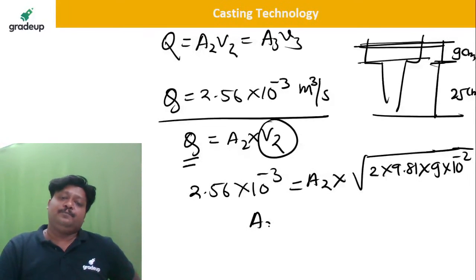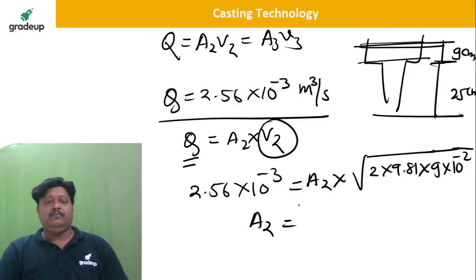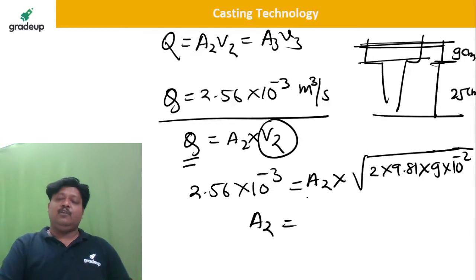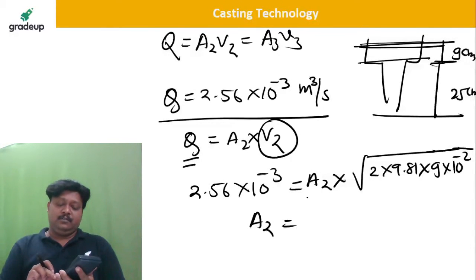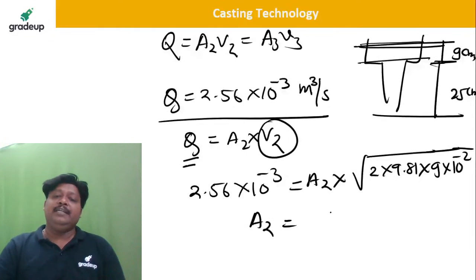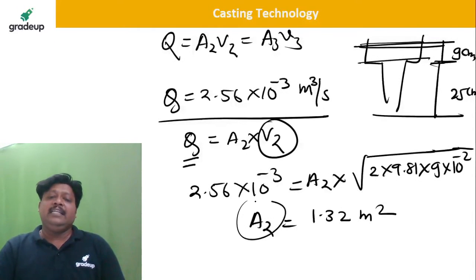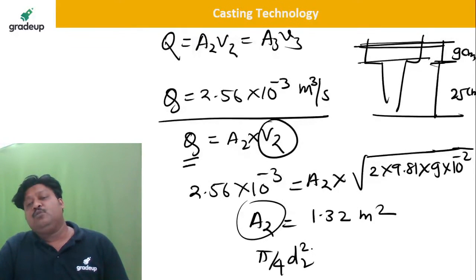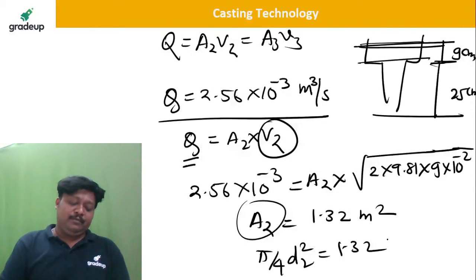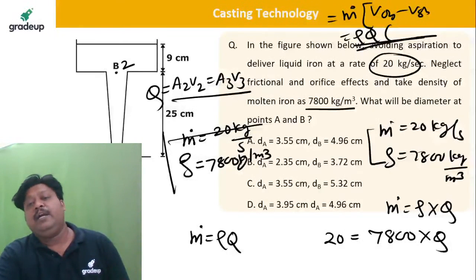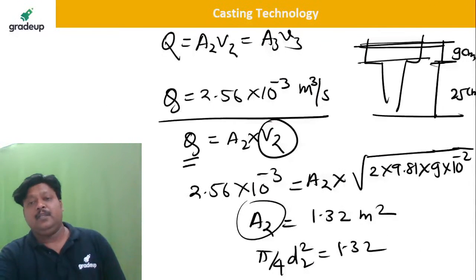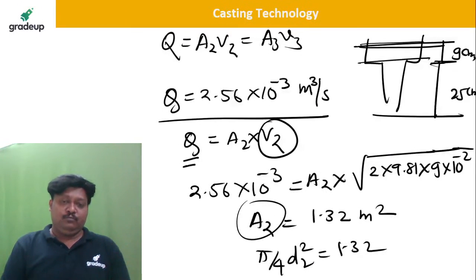Tell me the value of A2. So 2 into 9.81 into 9 into 10 to the power minus 2, root over answer, it will be 1.32 meter per second. And the area is circular cross section, pi by 4. See, d2 square is equal to 1.32 multiplied by 4 divided by pi and root over answer. 1.32 into 4 divided by pi, root over answer, it is 1.77.